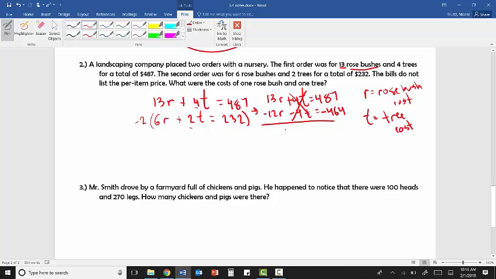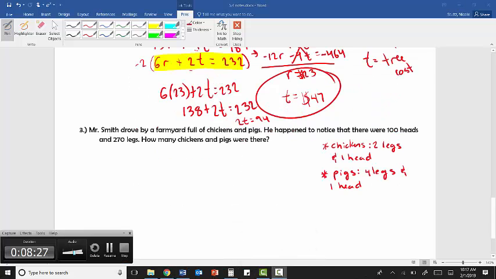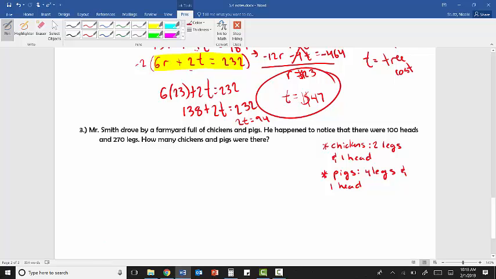So now my T's will eliminate. I get 1 rose bush. It will cost you, let's see, $23. And then we're going to go back. I'm probably going to use this equation. It seems just a little simpler. Maybe not by much, but that's the one I want to do. So we're going to do 6 times 23 plus 2T equals 232. And then go ahead and pause the video and solve that quick. So hopefully you ended up getting that trees cost $47.